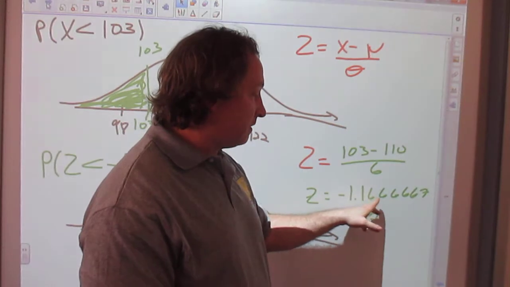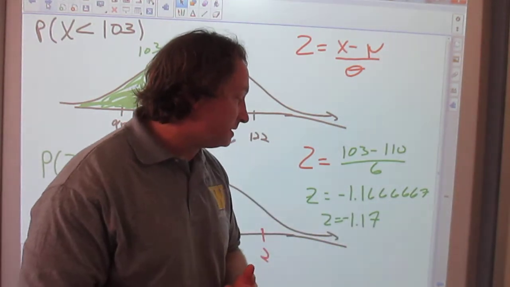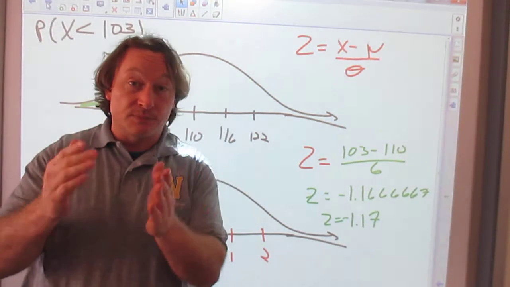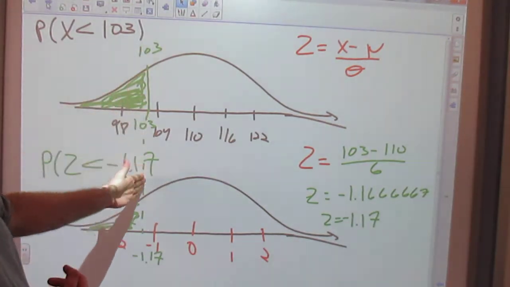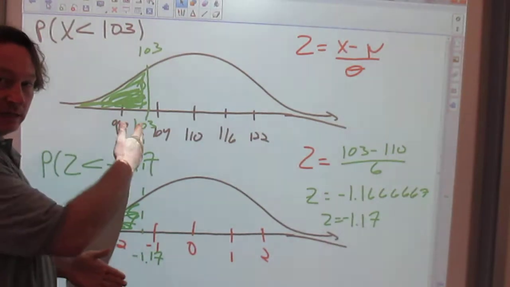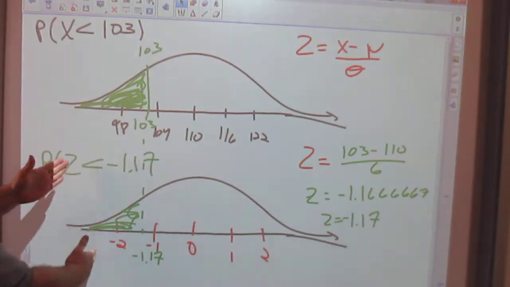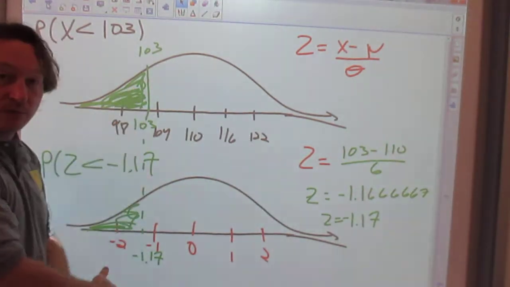We do not want to look up negative 1.16 because we need to round this. Since that next digit is greater than 5, we're actually going to look up negative 1.17. Let me do a quick check to see if my z corresponds to my x. My x was 103, right about here, and my z is negative 1. That looks pretty good. If I got a z of negative 2.04, that wouldn't match up, and I probably did something wrong. So it's just a quick check to make sure I'm matching up.